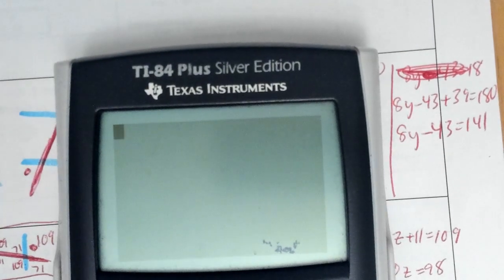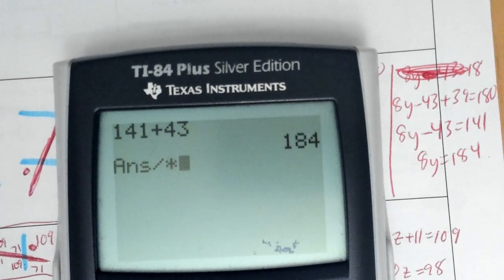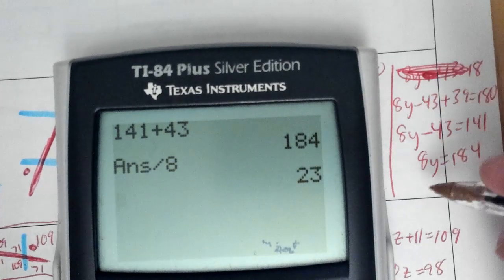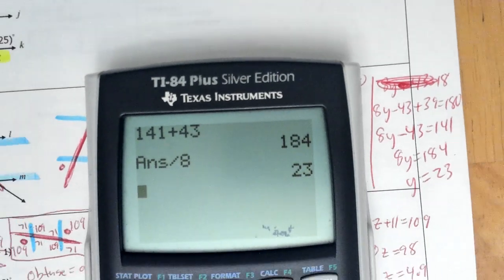All right, let's do it. 141, we're going to add 43. We get 8y is equal to 184. Divide by 8. We get y is 23. I'm going to put it back into the picture to make sure it makes sense.